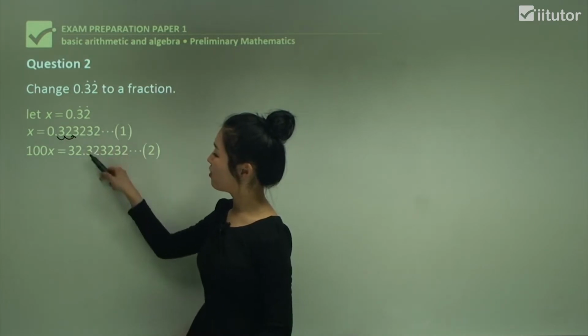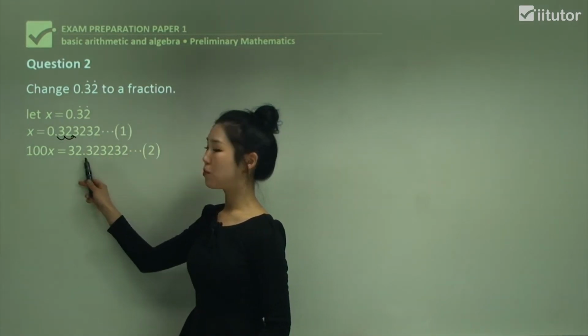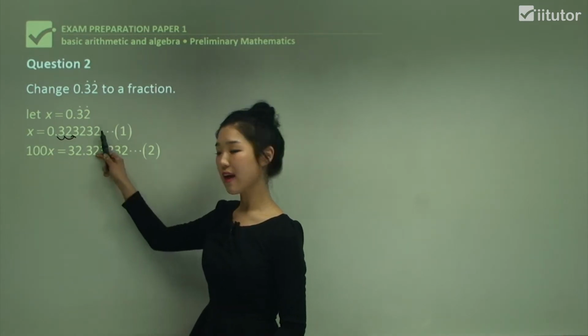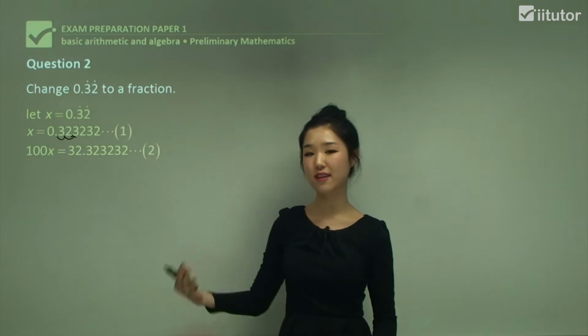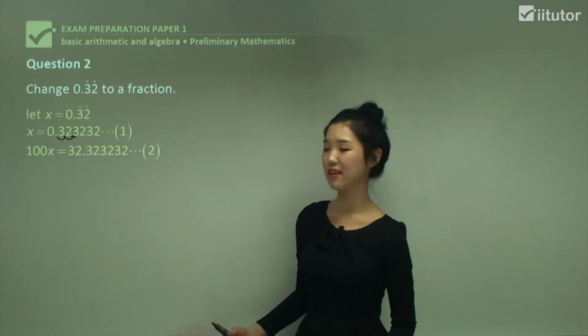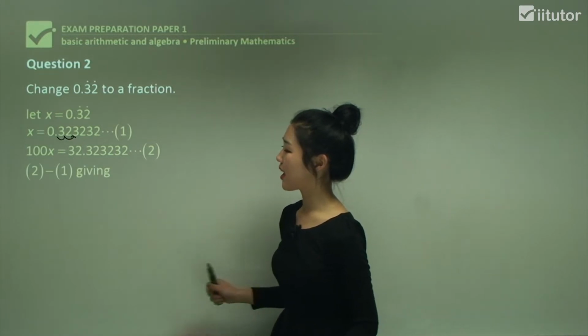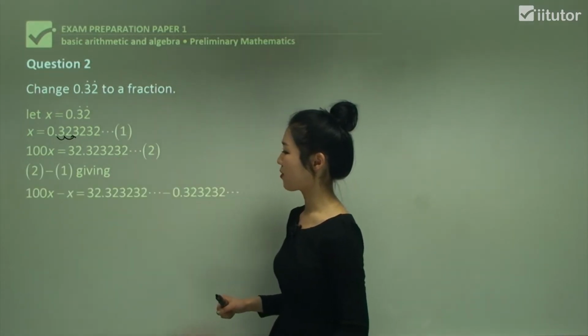See how after multiplying by 100, after the decimal point, both equations have 323232 after the decimal point, which is exactly the same for both, isn't it? In that way I can eliminate it. So I'm going to subtract it again. So I'm going to subtract equation 1 from equation 2. So I have something like this.